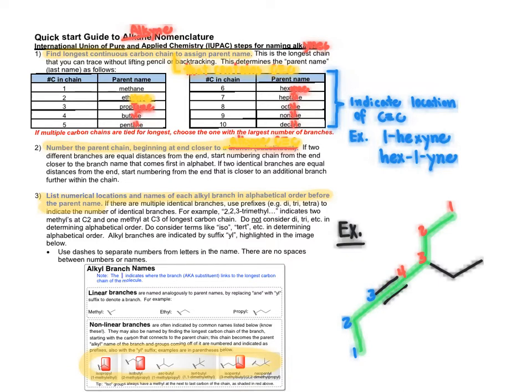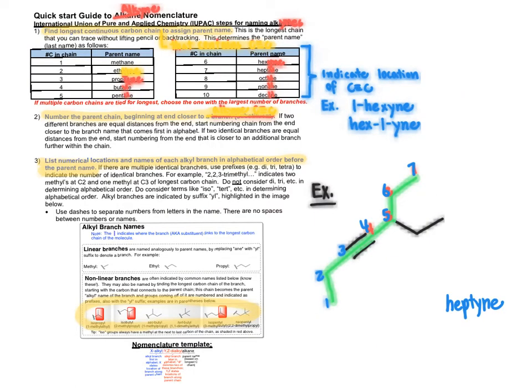So therefore, the numbering that I've shown in blue is the correct way to number, because that's going to put the alkyne group closer to the end of the chain. So I'm going to number this all according to the numbering that we started in blue. Okay, so our parent name therefore should be heptyne. So I went ahead and filled in the parent name.